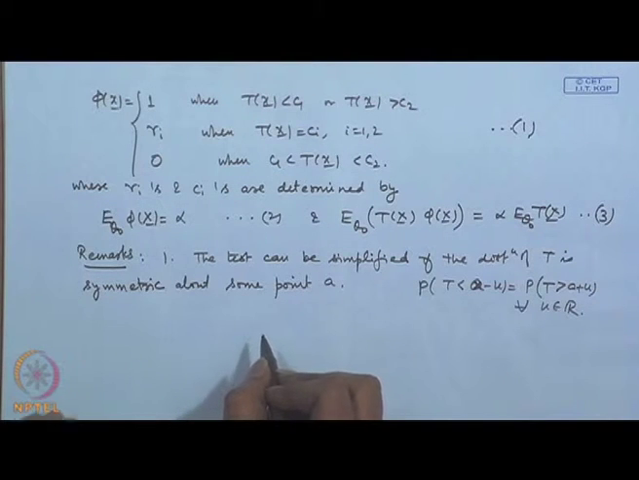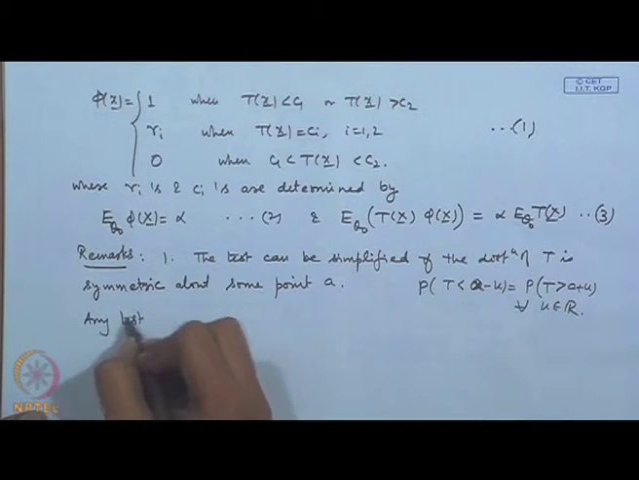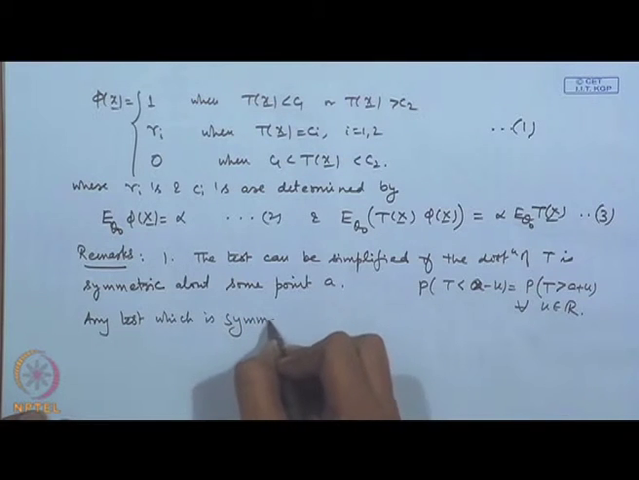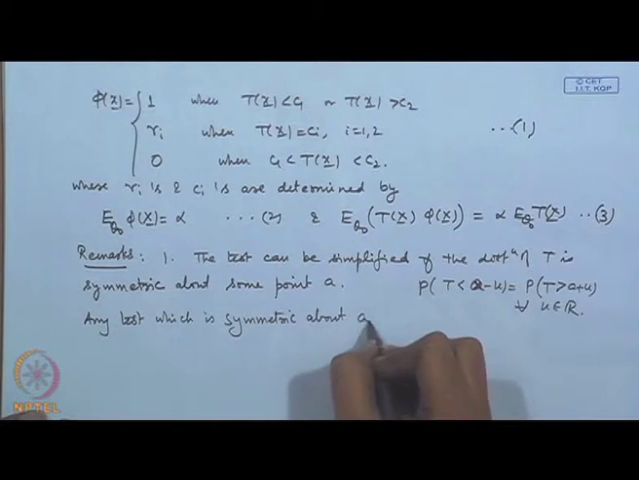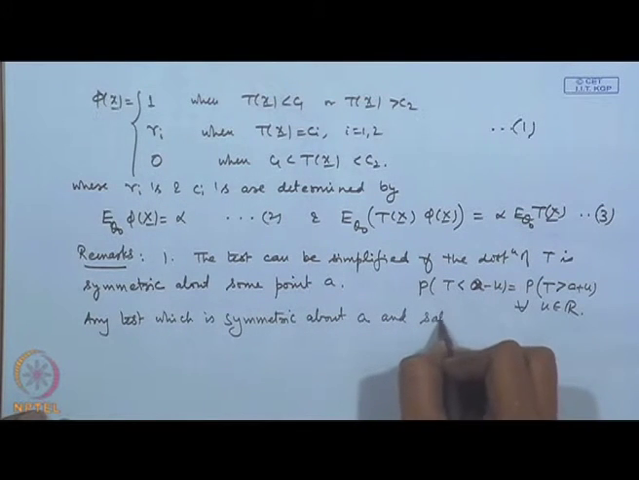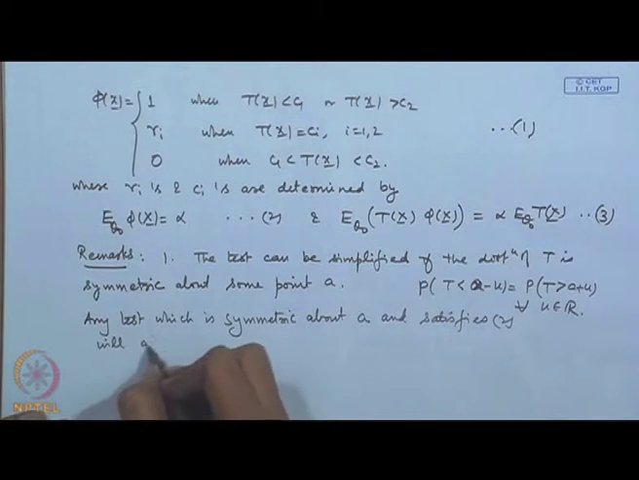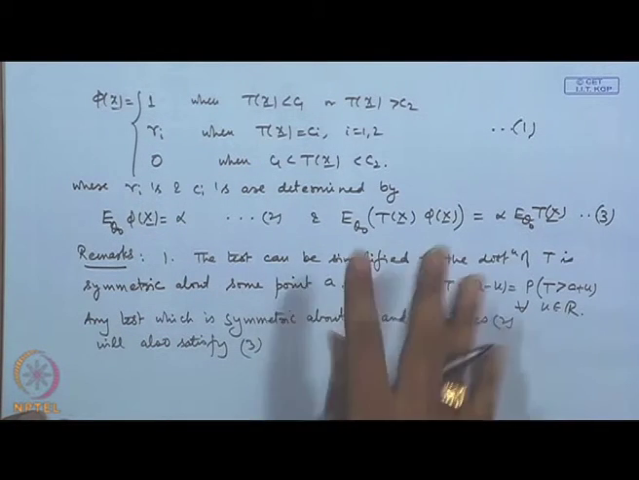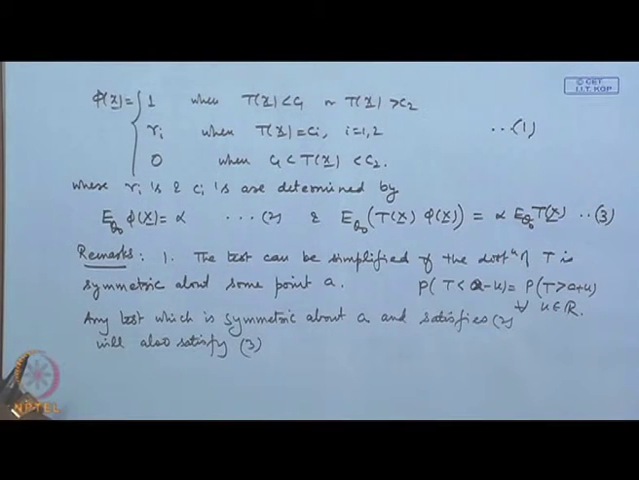So, any test which is symmetric about A and satisfies 2 will also satisfy 3. So, automatically this condition will be satisfied and therefore, we do not have to consider two conditions in these cases.